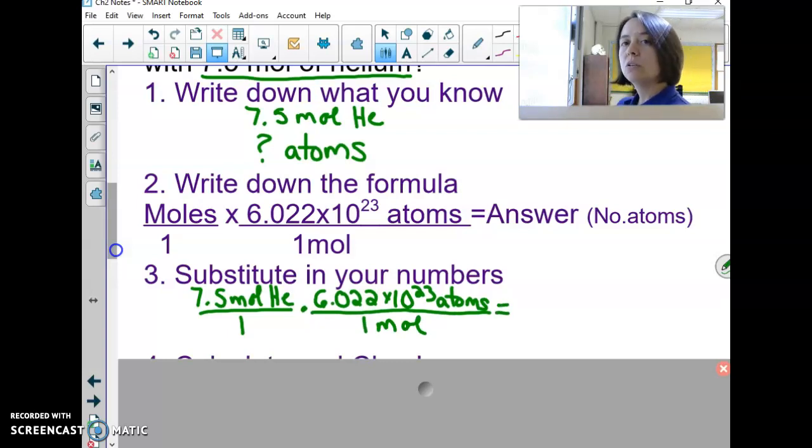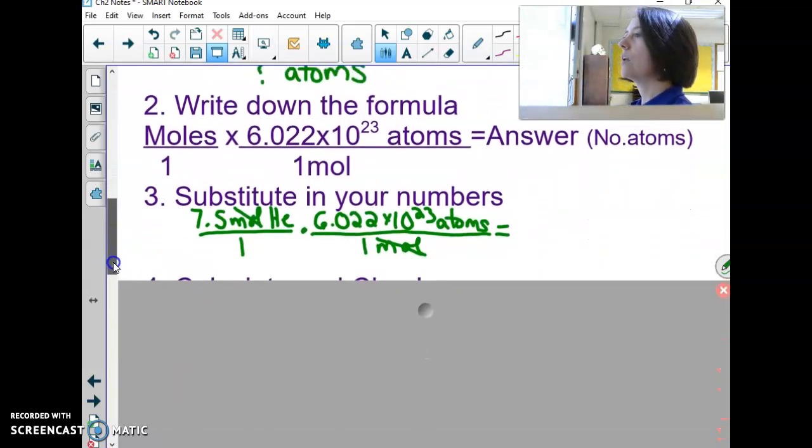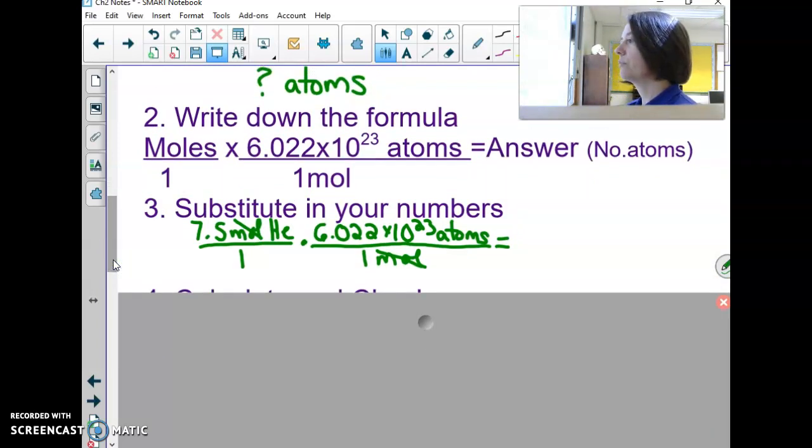So first thing I'm going to do is cross off my units that I can. I see moles is on the top, moles is on the bottom. They get to cancel, and I'm left with atoms. And I'm just going to do a double check. Yep, that's the unit that I want in my answer.